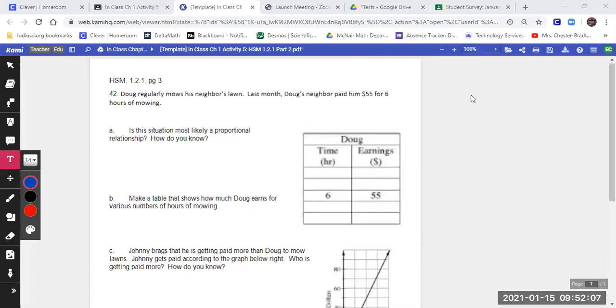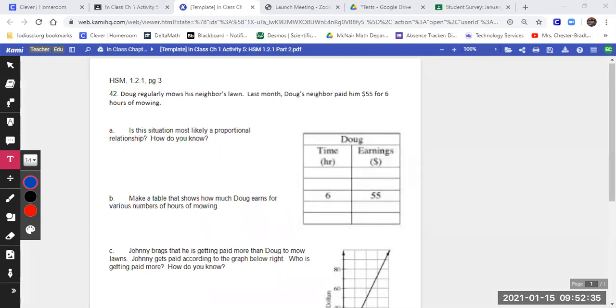So what do the graphs of proportionals look like? Straight lines. Does it always have to start at 0 though? Does a proportional have to start at 0? No. Okay, it just has to be a straight line. So the graphs look like straight lines. What do the tables look like?